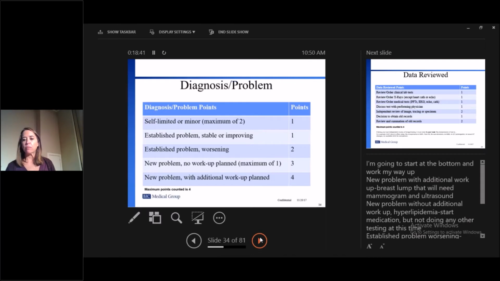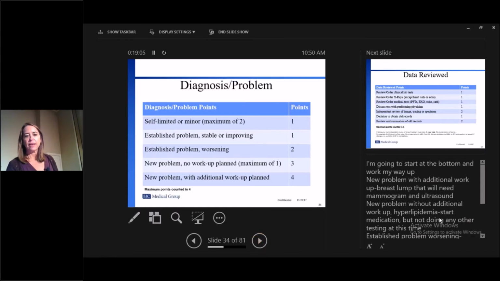Now, a new problem without any additional workup, I found you to have hyperlipidemia today. I'm going to start you on medication, but I'm not going to do any other testing with you until I see you back in your 3 months. That's going to be your new problem with no further workup planned. Okay, there's a maximum of 1 of these to be counted per visit. Okay, and that gets you 3 points.